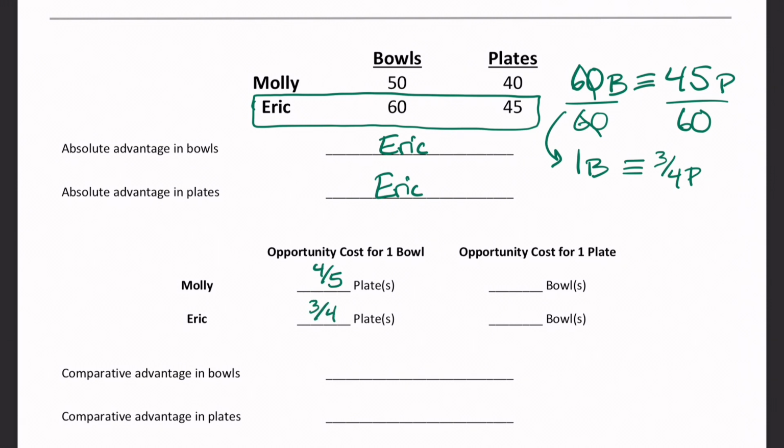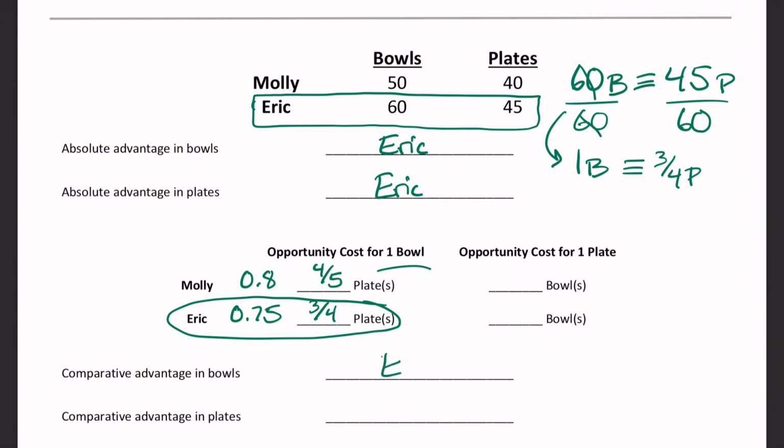Now again, this one's a little tough to look at with fractions, but if we look at it in decimals, what we see is that 4/5 is 0.8, 3/4 is 0.75, and that makes it a little bit more clear. We notice that Eric, right here, can produce one bowl and give up fewer plates in the process. Therefore, he has the comparative advantage because he has a lower opportunity cost.